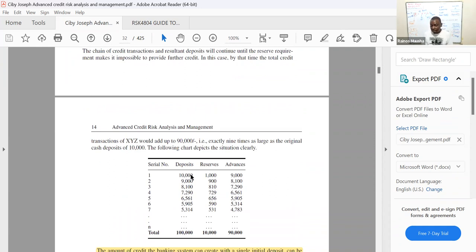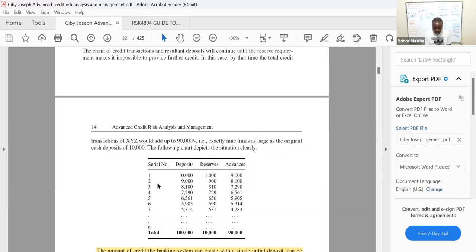And because the reserve requirement is 10% of deposits, it means from this 10,000, the bank is obligated to maintain 10% as a reserve deposit, which means the bank can now use the other 9,000 for income generating activities, either investing in securities or giving out loans. So they are able to advance this 9,000 to a customer. The customer takes this 9,000 and uses it to buy something within the economic system. Let's say, for example, they use it to buy furniture.